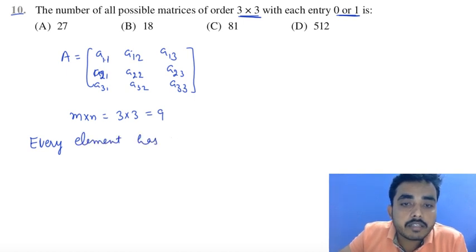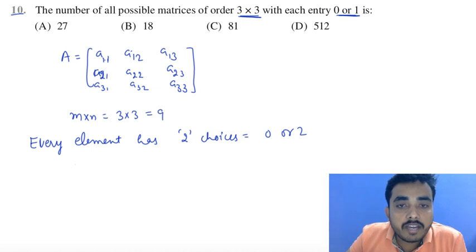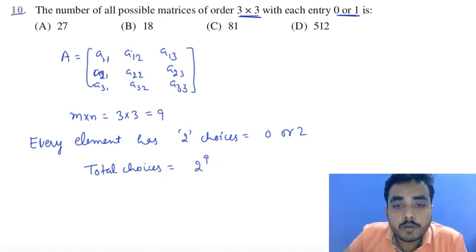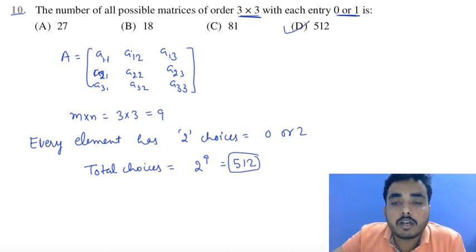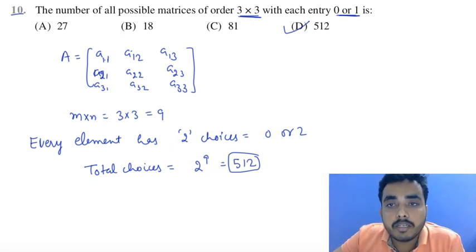So every element has two choices, which are 0 and 1. So in total we have 9 elements. So the total choices will be 2 power 9, which is 512. So these many matrices are possible. So the answer to this question will be 512, option number D.